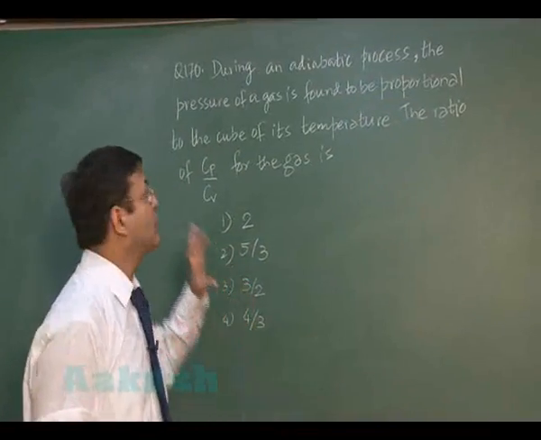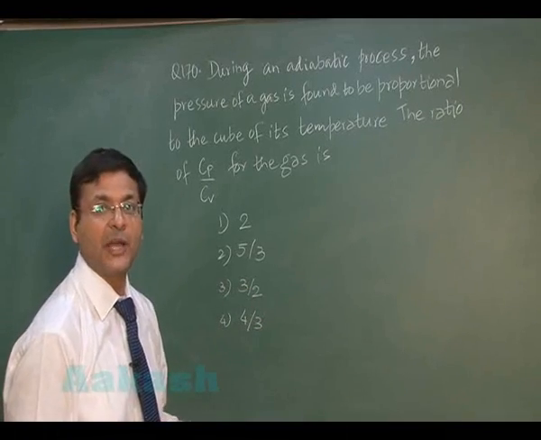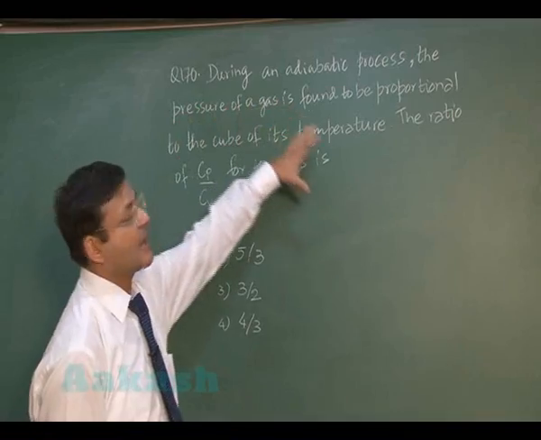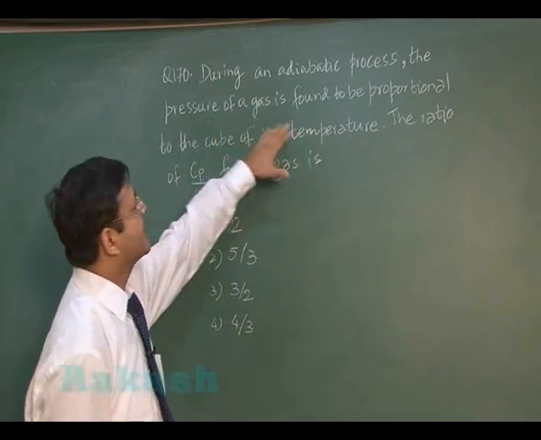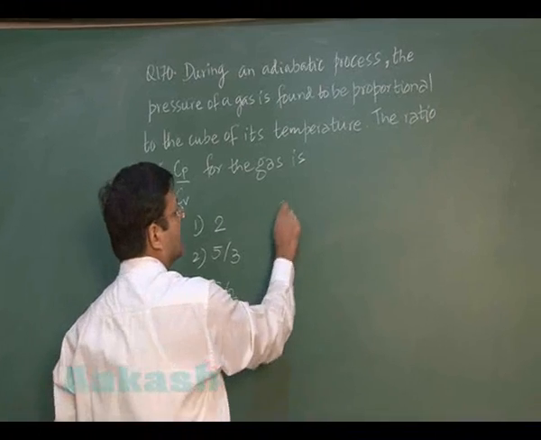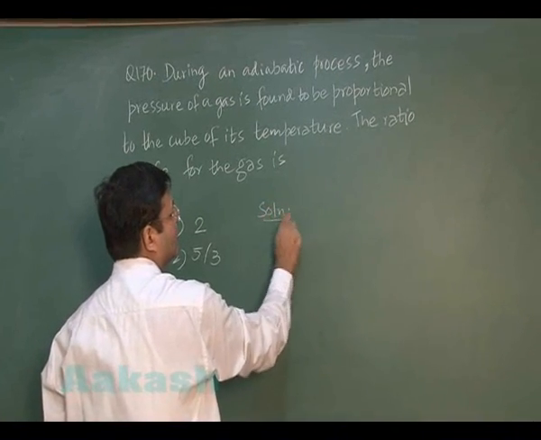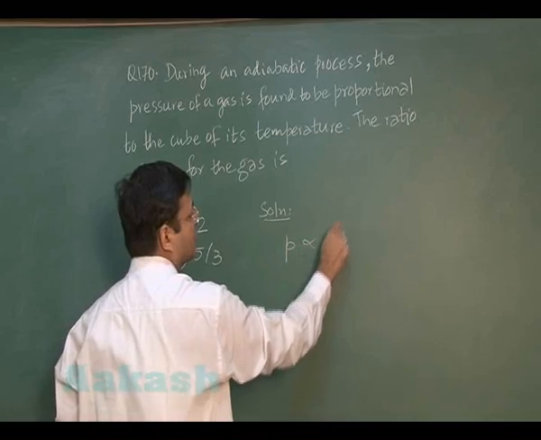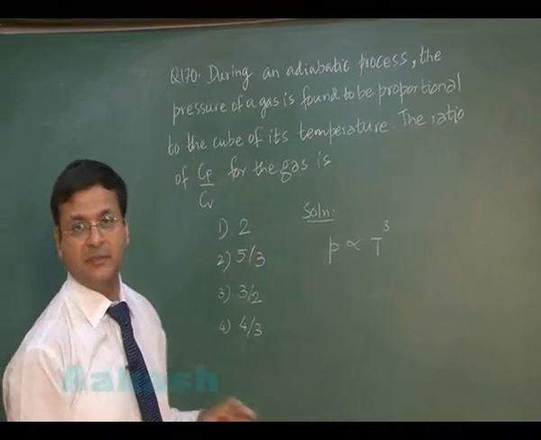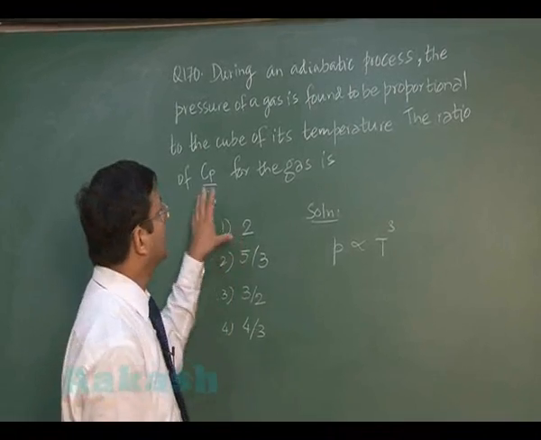Now the next question 170, which is based on thermodynamics and that too adiabatic process. They have given you, during an adiabatic process, the pressure of a gas is found to be proportional to the cube of its temperature. You see, in this particular question it has been given to you, pressure is directly proportional to cube of the temperature. Now they are demanding what is the ratio of Cp by Cv. Cp by Cv, that means gamma for the gas.